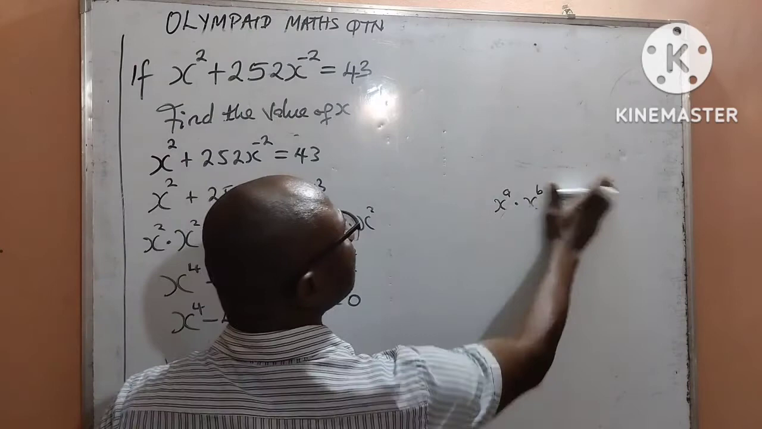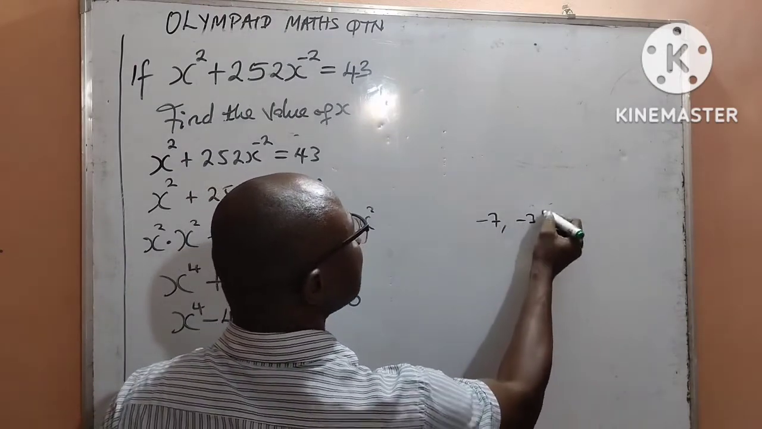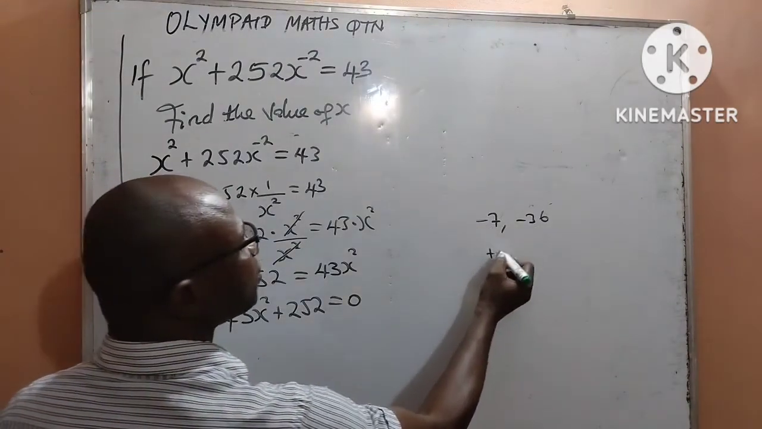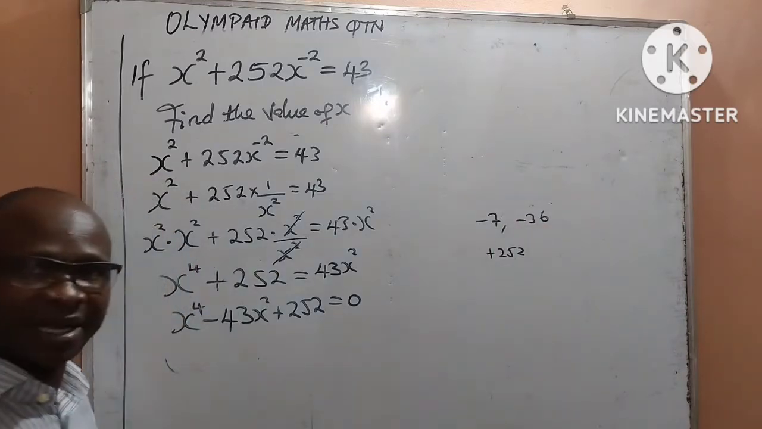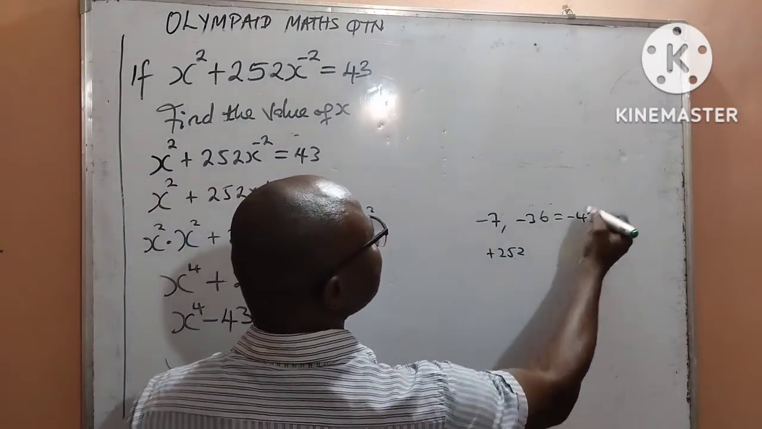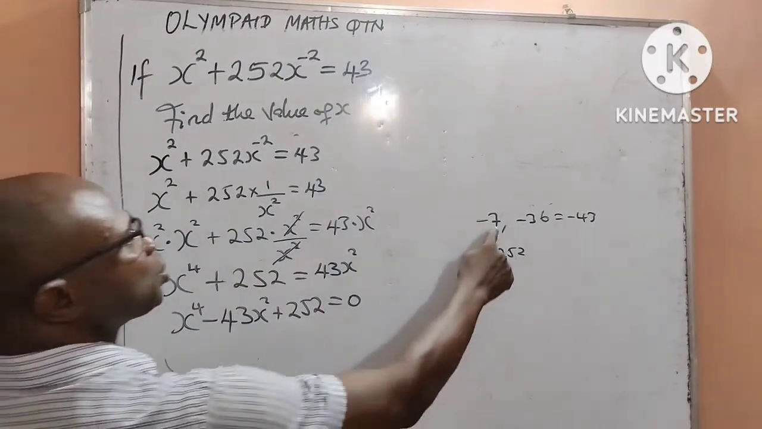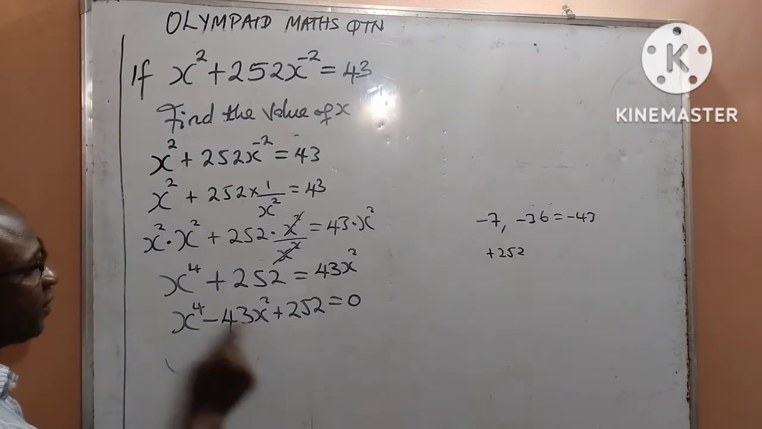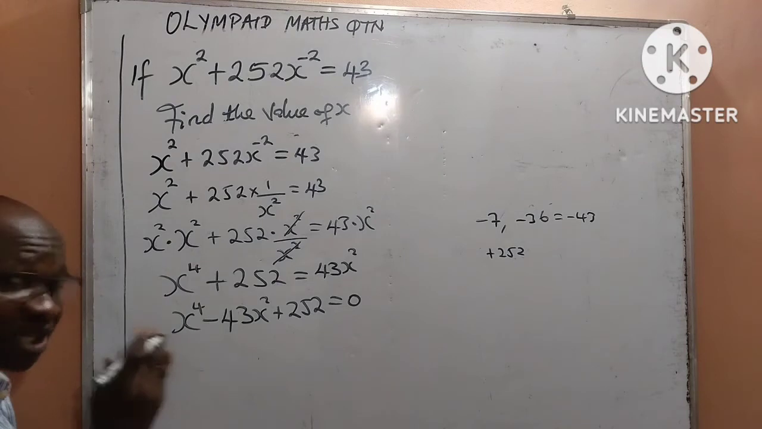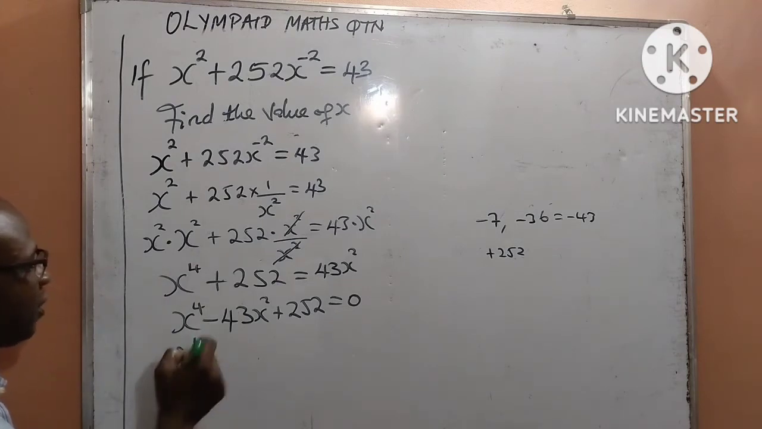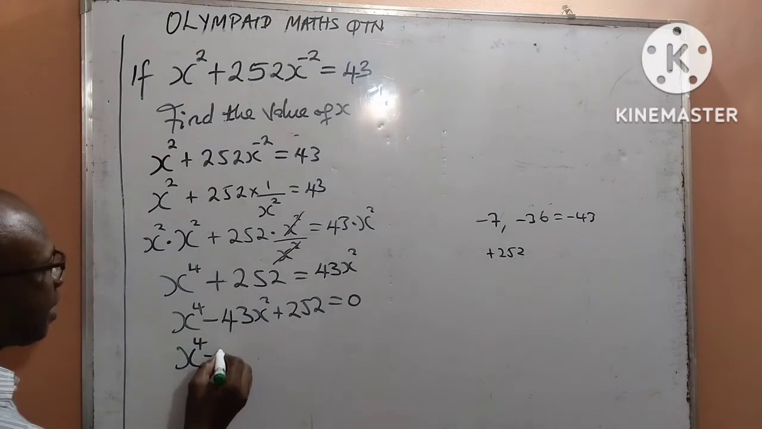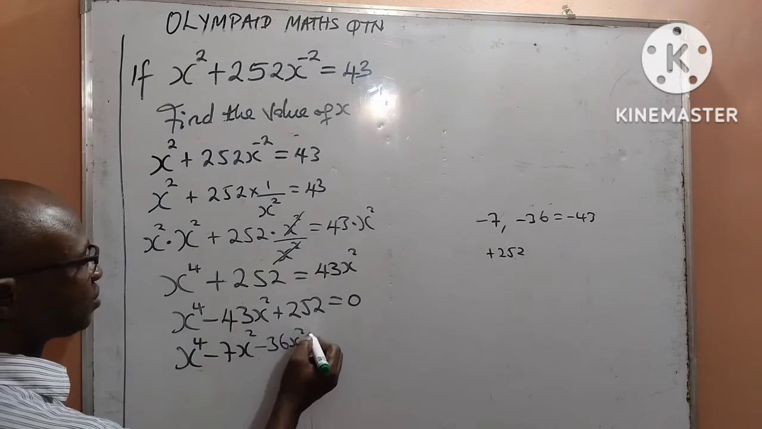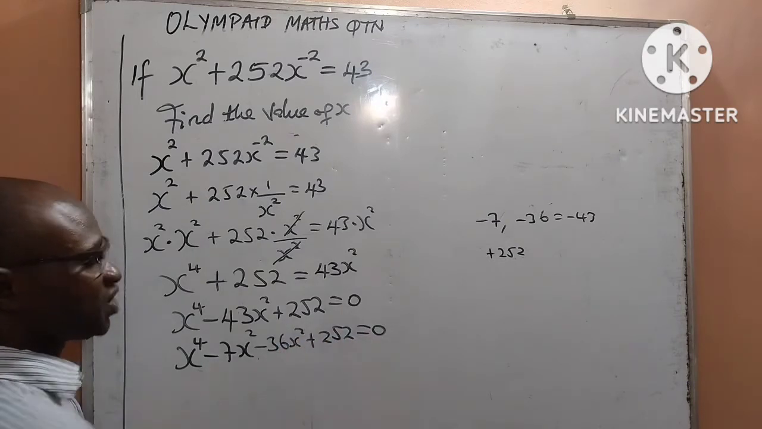And those two numbers can be minus 7 and minus 36, because if I multiply negative 7 by negative 36, I shall have positive 252, and when I add negative 7 and negative 36, I shall have negative 43. Beautiful. Now that these two numbers work out, I will substitute them in the position of negative 43, which will now give me, watch on, x to the power 4. Now I replace with minus 7x to the power 2 minus 36x to the power 2, then plus 252, everything is equal to 0.